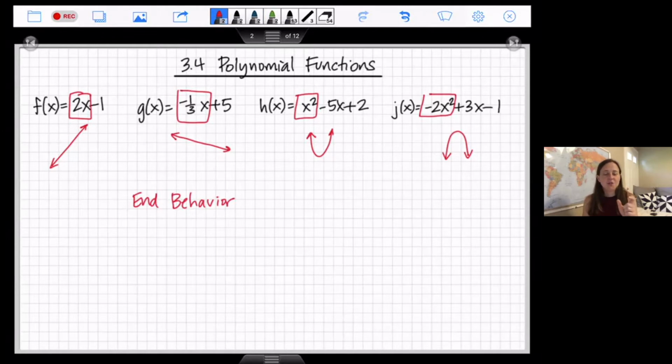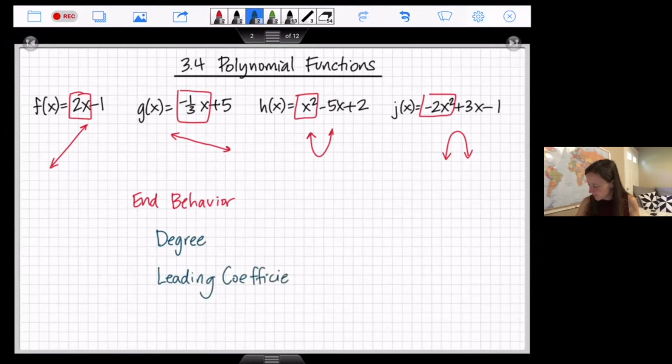And it had to do with what we call the degree and the leading coefficient. The degree and the leading coefficient. So the degree is the highest power of x present in the function, highest power of x. And we looked at that without even thinking about it.